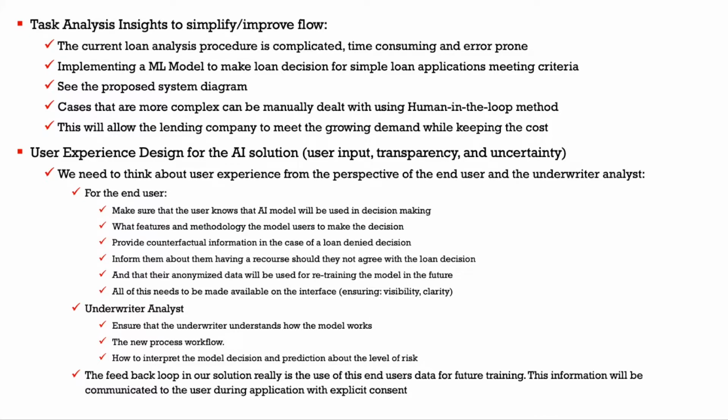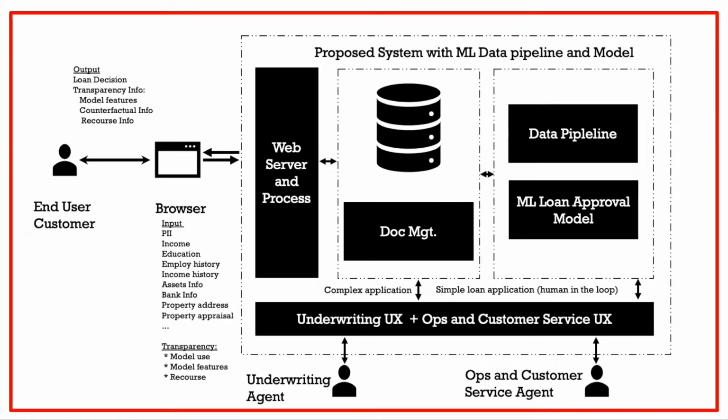The more complicated loan applications which do not meet that criteria will flow into the manual process. Let's go back now and look at the proposed diagram. So here we see a new block that we have inserted for our ML data pipeline and ML model. This will get activated when the loan becomes ready for review and it meets a certain criteria. And if it doesn't meet that criteria, it will not go through the model. It'll go directly to the underwriter to process using their current processes.